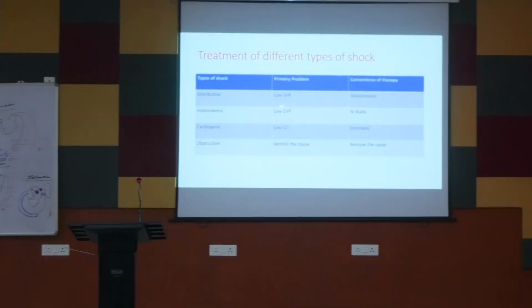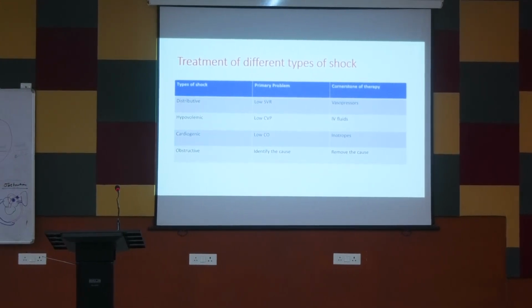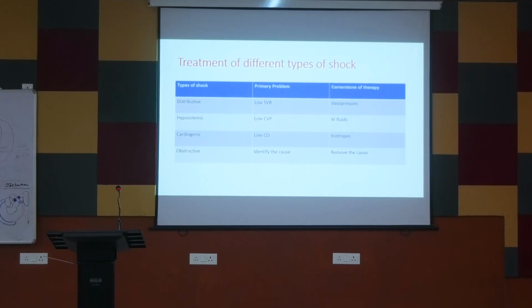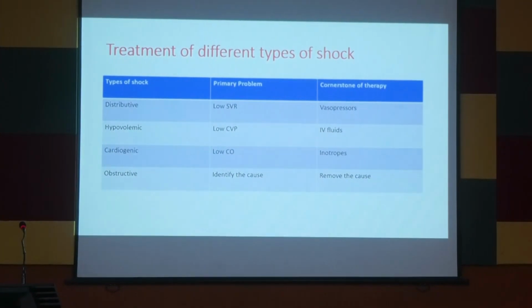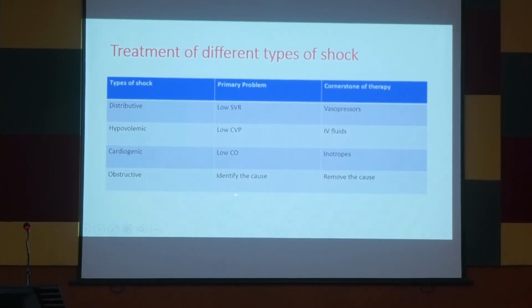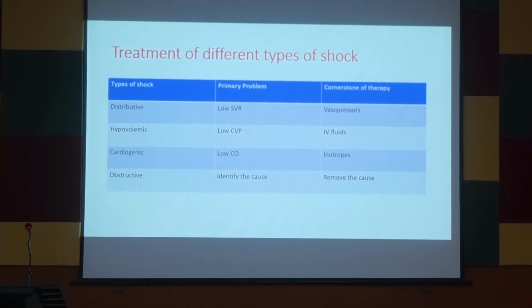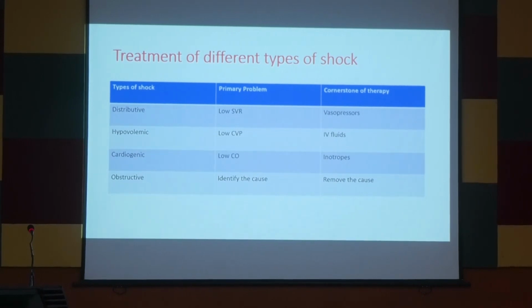So hypovolemia, that means the main problem is that preload is less, so there will be low CVP. So you have to give fluids, and if it is hemorrhagic, then you have to give blood. Okay. Cardiogenic, there is low cardiac output, the heart is at fault. So primary therapy will be inotropes, which increase the contractility of the heart, not vasopressors. And obstructive, you have to identify the cause. Say if it is a pulmonary embolism, you have to do an embolectomy. Or if it is a pericardial tamponade, you have to take out the fluid, or so, remove the cause. Identify the cause and remove the cause. But in a nutshell, this is the primary problem of these types of shock, and this is the cornerstone of therapy.